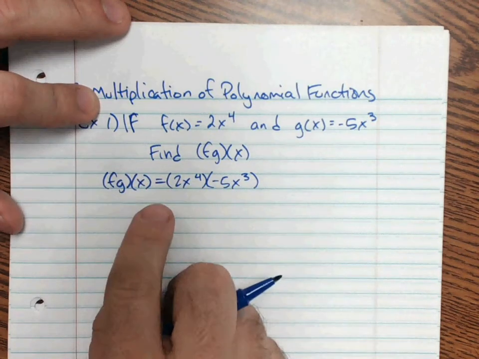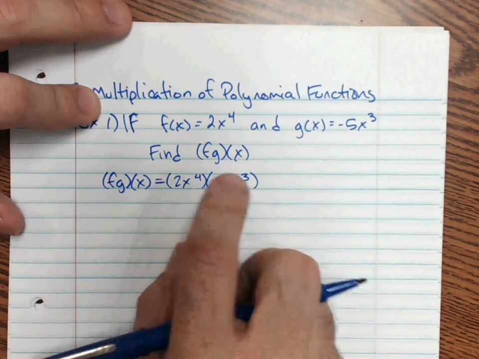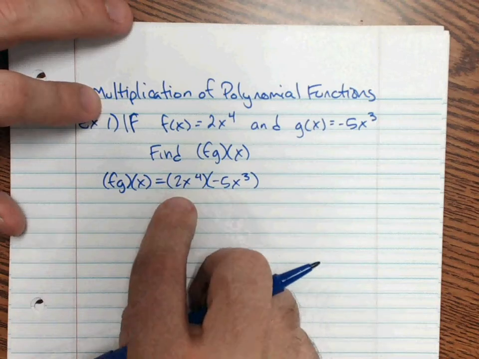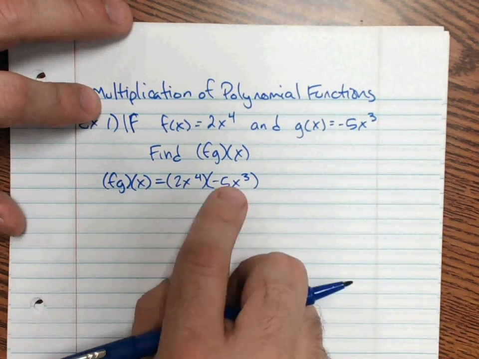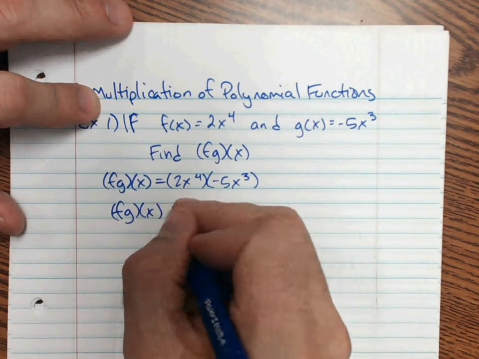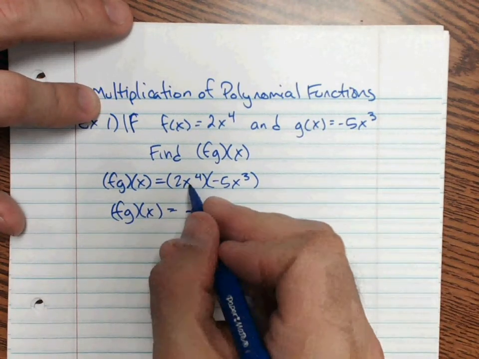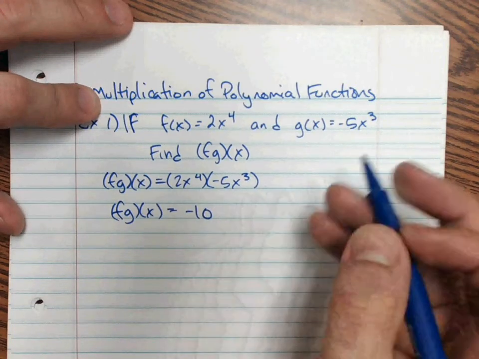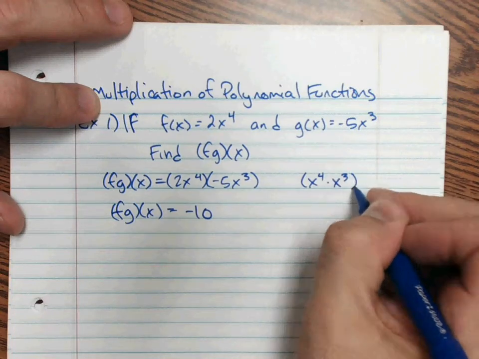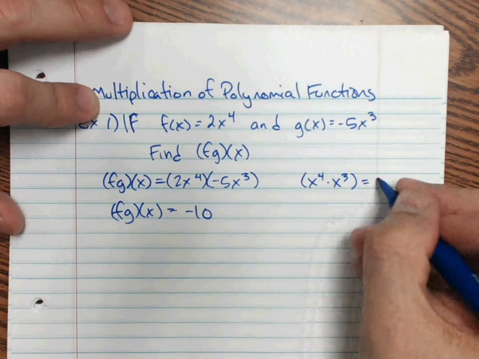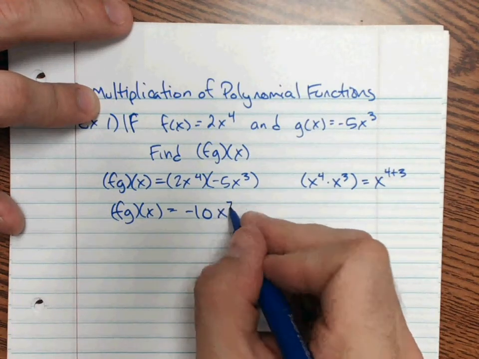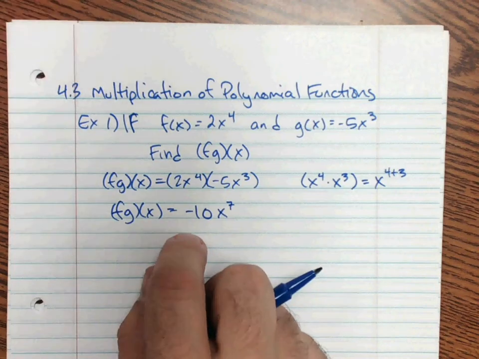Now what we want to do here is to simplify this. We have numbers in two different places and we have x's in two different places. So we are going to multiply the numbers together and then multiply the x's together. So 2 times negative 5 would be negative 10 x to the fourth times x to the third. When you are multiplying powers of the same base, you add the exponents. So this becomes negative 10 x to the power of 7. And that's going to be my answer for that problem.